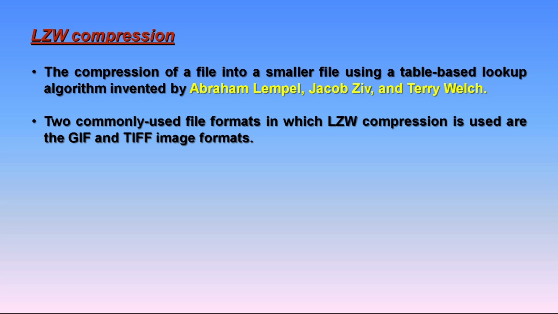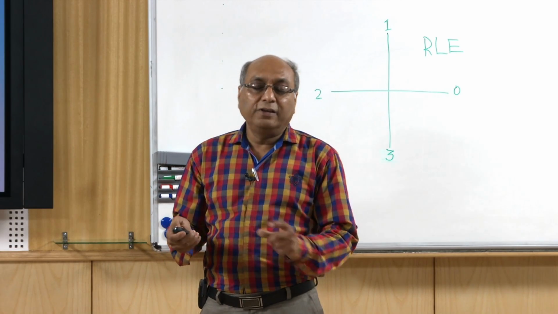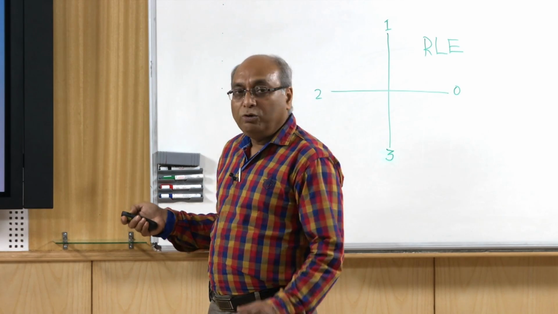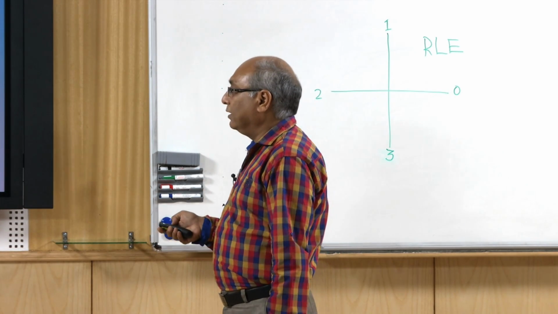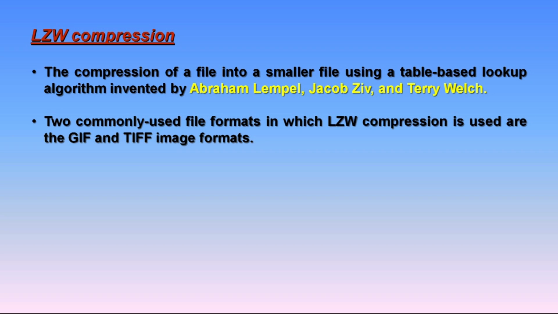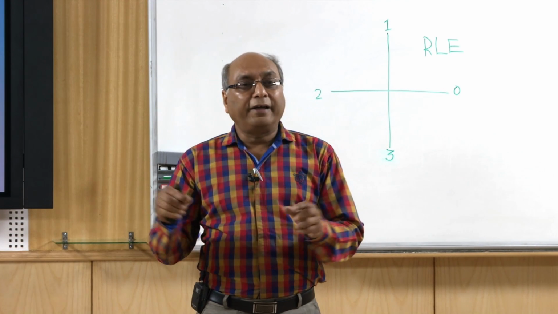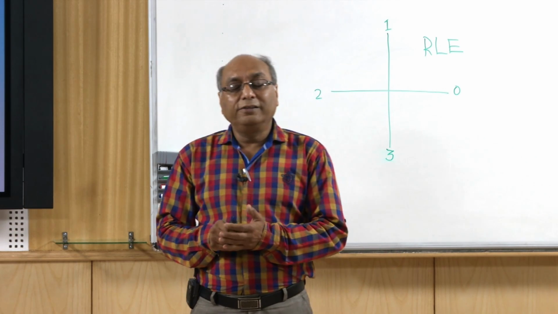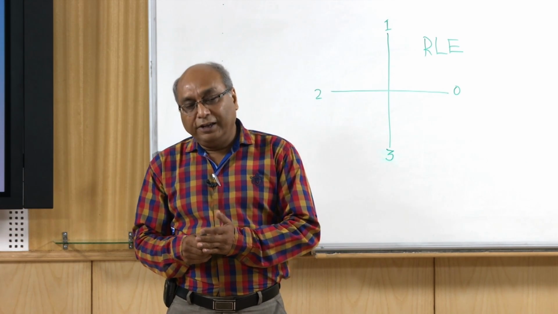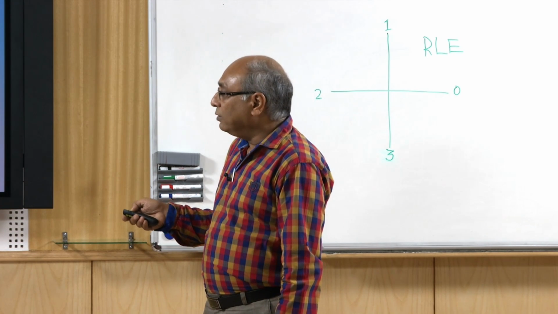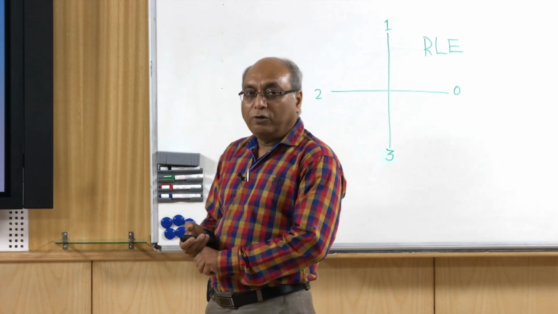GIF images are mainly used for animations. I will show you a little later some examples of GIF images, how they can be compressed using LZW, and how animations can be created. Further, LZW is also suitable for compressing text files. Generally text files do not have much redundancy, except when we type a lot of spaces in the files, which may create a lot of redundancy even in a text file. So LZW can also be applied there, but most of the time compression techniques are used mainly for raster data compression.